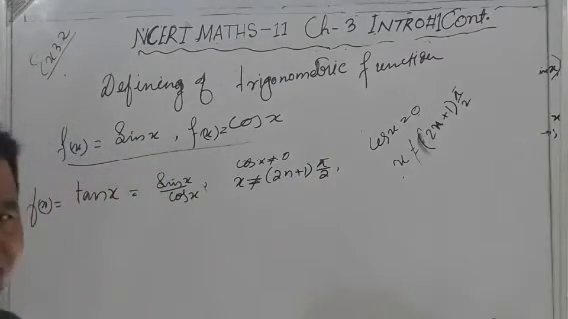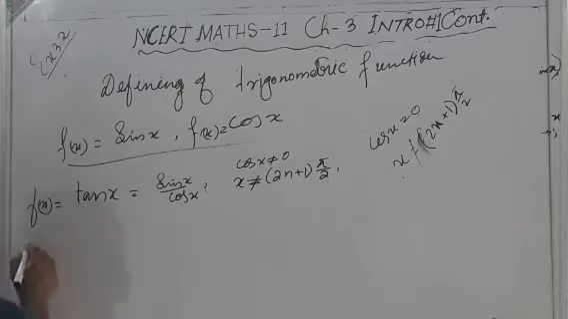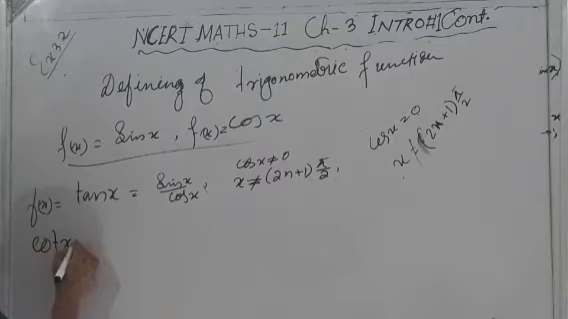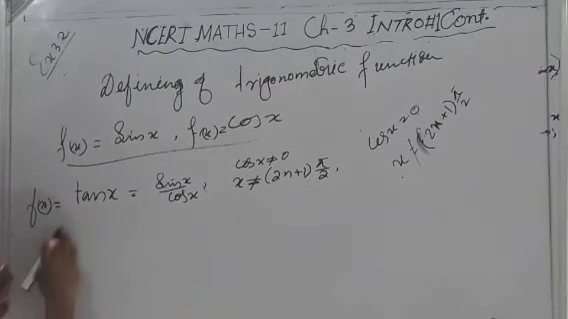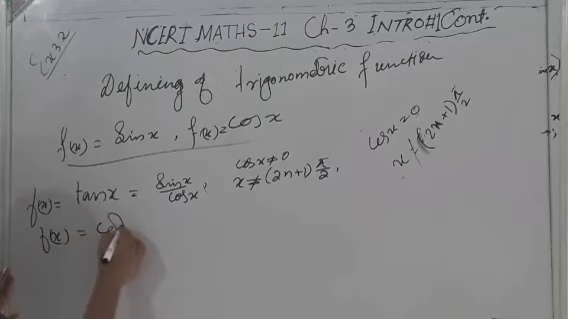Correct? Yes or no? It should not be odd multiple. x is not equal to odd multiple of pi by 2. Okay. Cot x, f of x equals cot x.